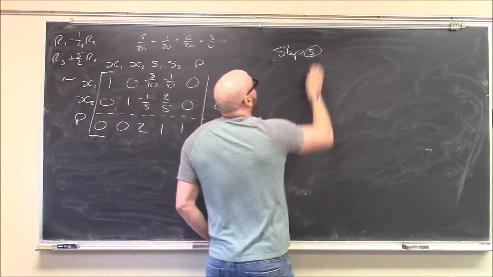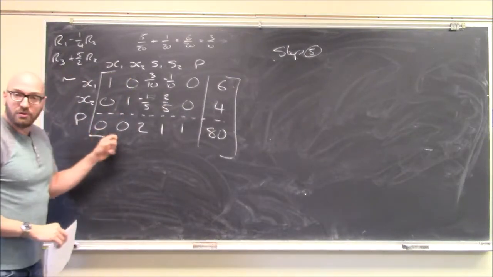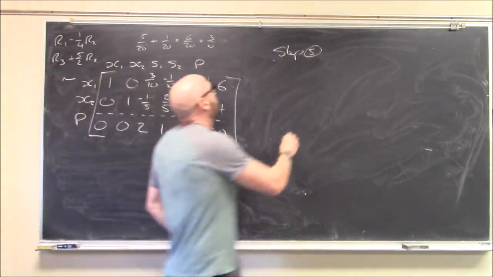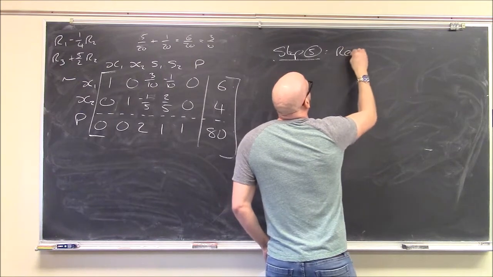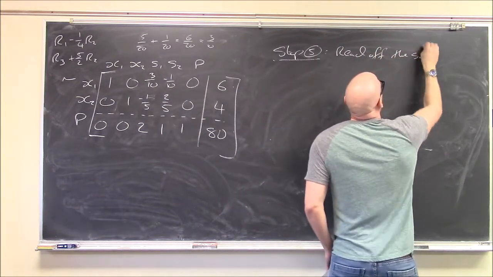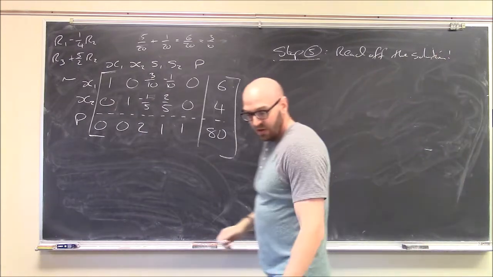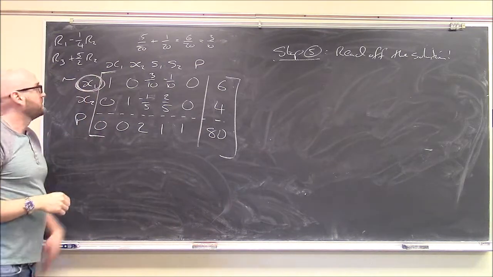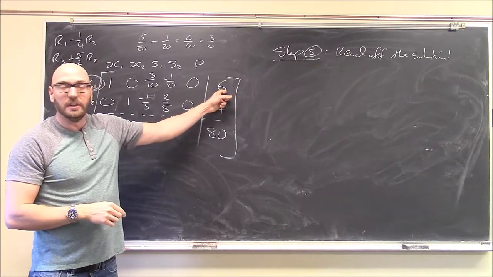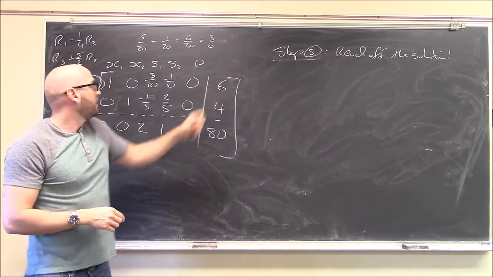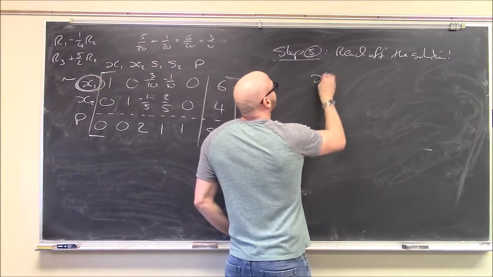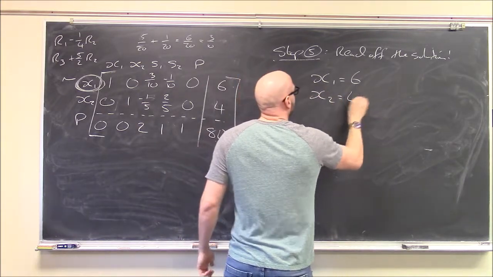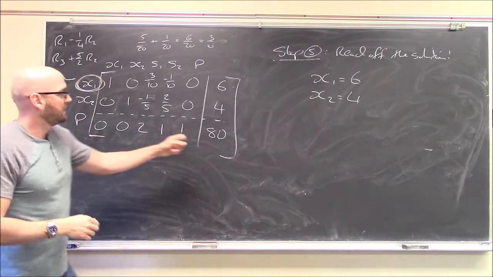Step 5. Well, step 4 would be repeat again if I've got more negatives down here, but I have no negatives left. So step 5 is just read off the solution. What does this tell me? All I have to do to read off the solution is take my variables over here, x1, and equate this with everything to the right of the augmentation bar. So x1 equals 6, x2 equals 4, and my maximum profit is going to be 80.